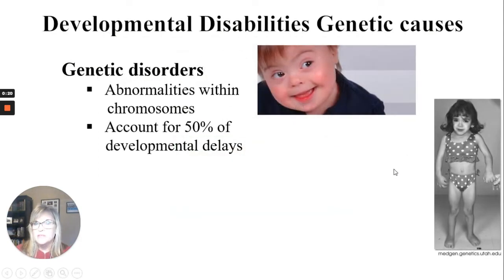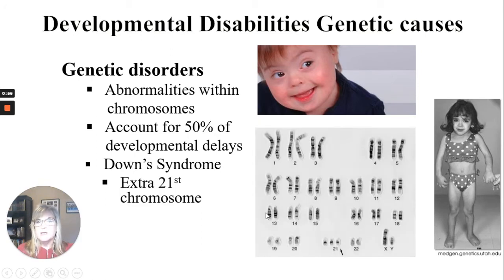One of the most common genetic disorders that we're familiar with is Down syndrome. When we say it's a genetic disorder, it means that there's an abnormality within that child's chromosomes. Genetic disorders account for about 50% of developmental delays. I'm just going to talk about two different ones, but there's many other ones where we can actually look at the chromosomes of that child and see where there might be a missing part of a chromosome or an additional part of the chromosome, something that is unusual about their chromosomal makeup that causes them to actually have this particular disorder.